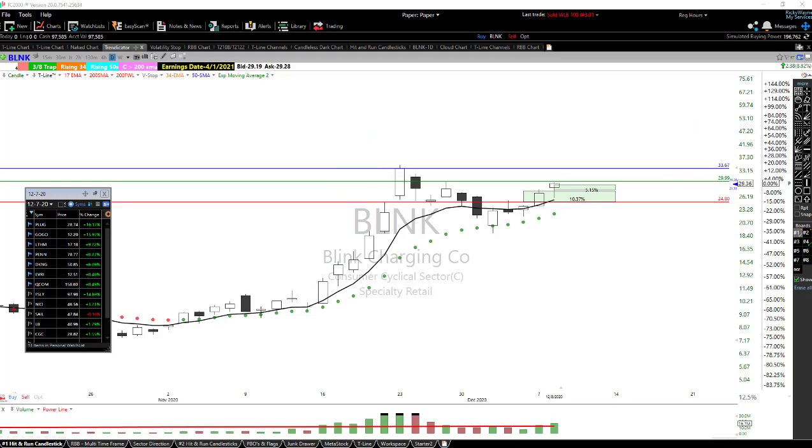Thanks, Malcolm. Let's see. So on Blink, could the close above the T-line, three candles back, one, two, three, make sure we're correct there, three candles back on the previous downtrend, could that be considered a low risk buy?